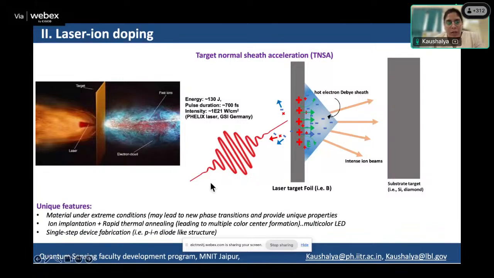Now you can ask this question: why do ion implantation at such extremes when there are better commercial instruments available, which we have been using for a few decades already for CMOS technology to make the P and N regions? The idea here is that because everything is happening at extreme conditions, it can lead to new phases in different materials.